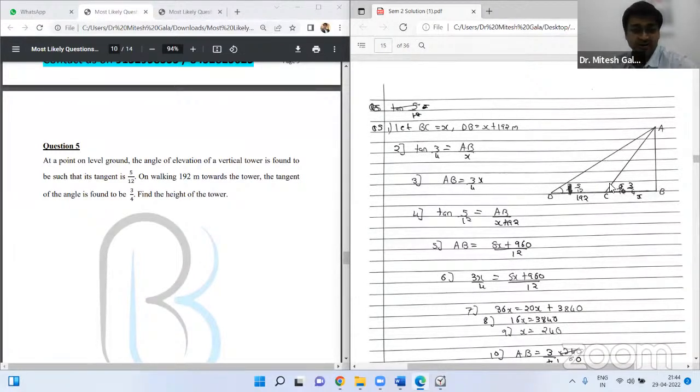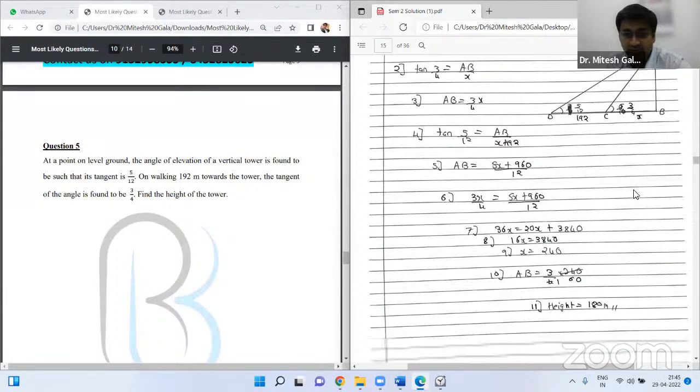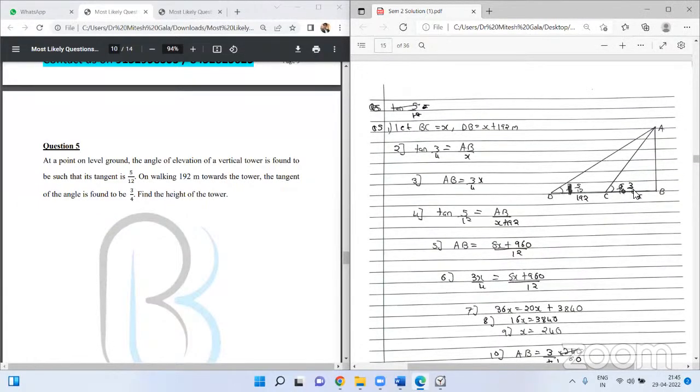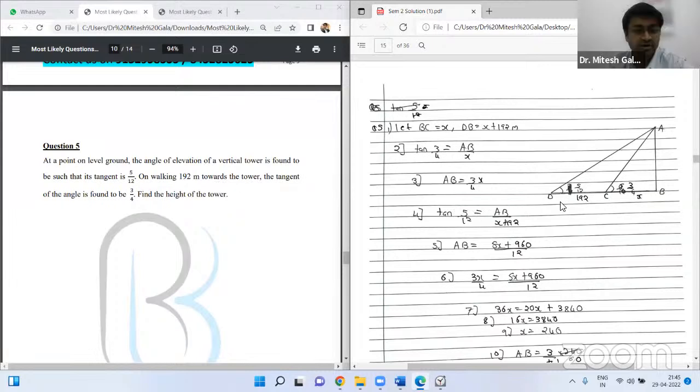So at a point on level ground, the angle of elevation of the tower is found to be tan⁻¹ 5/12. From a point 192 meters towards the tower, the angle is 3/4. I think this sum is done wrong, you took it the wrong way. Sir, it is correct, because we are moving towards the tower. 192 meters towards the tower, so you get 3/4 there.